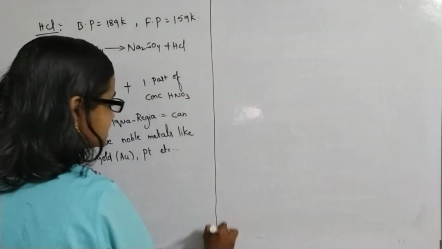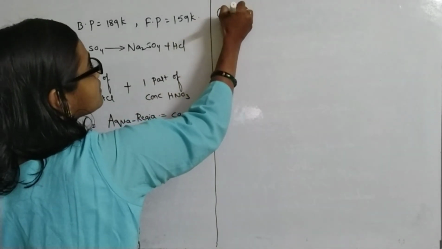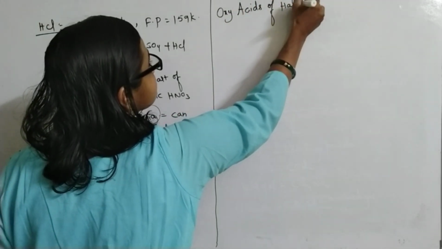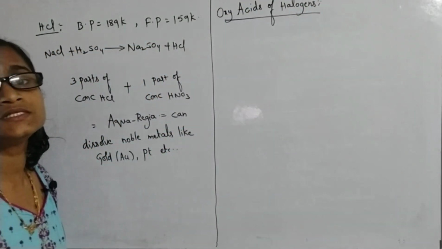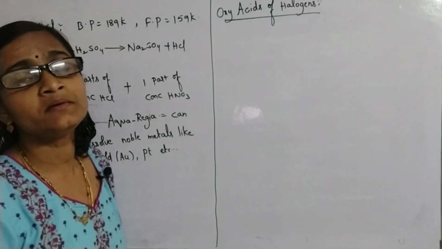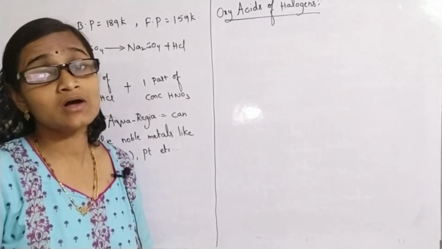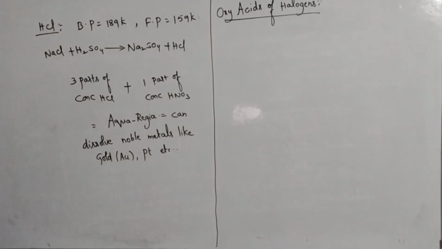Next, please keep a side heading: oxyacids of halogens. Oxyacids of halogens means that when halogens react with an acid, you find certain oxyacids of halogens. In that, different categories are there.